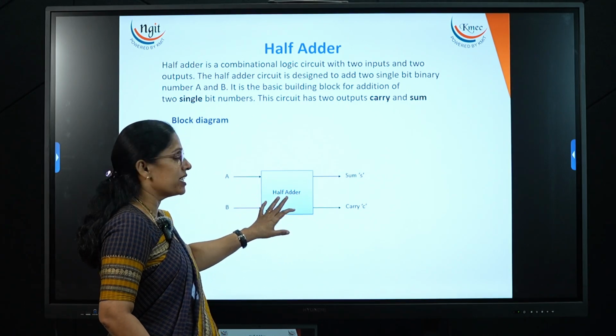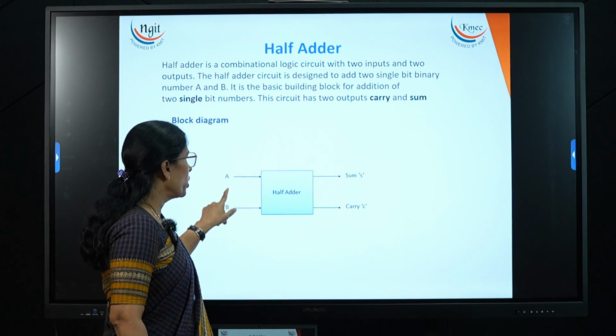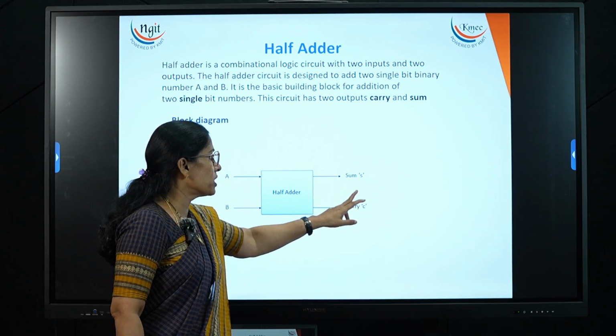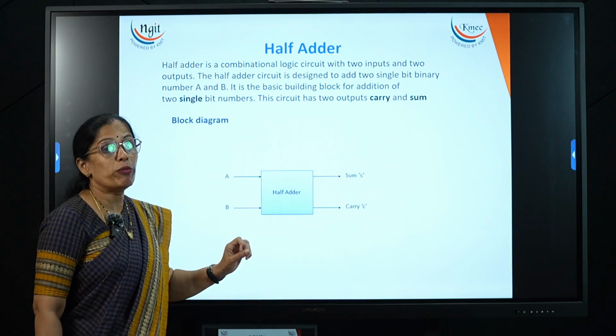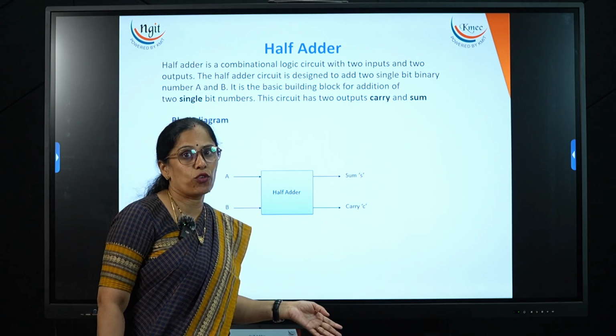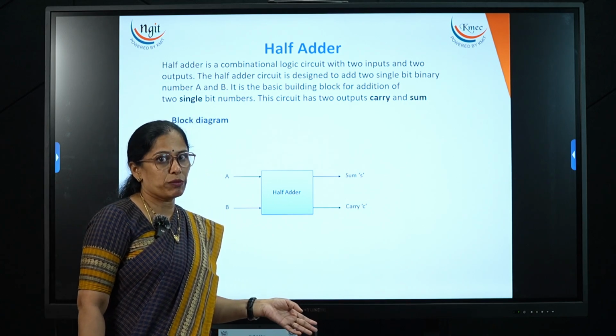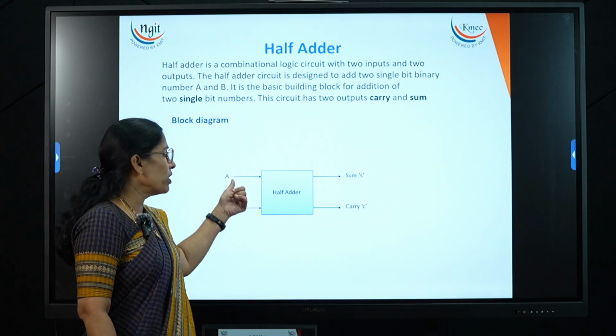It is an electronic circuit which takes two inputs, A and B, and gives two outputs. One is sum and another one is carry. And at a time it is adding two binary values. Now if I take my system, it is a 64 bit processor, which means 64 bits will move in parallel at a time. Now here it is adding only a single bit.